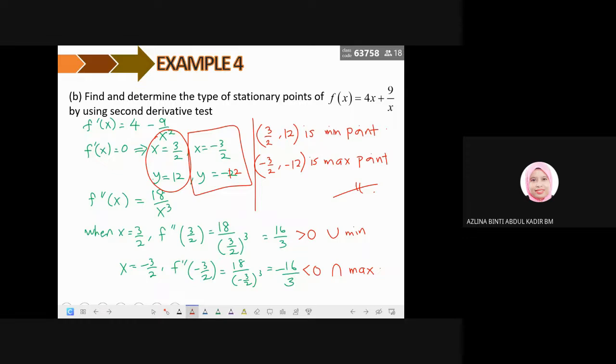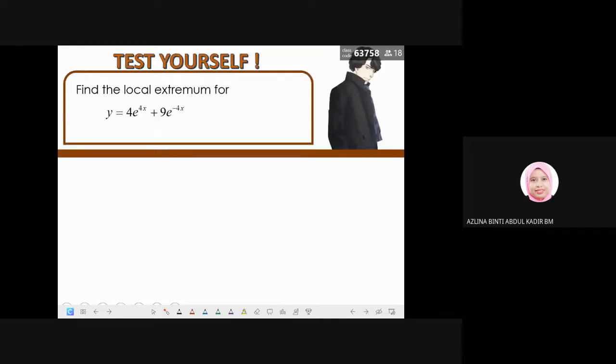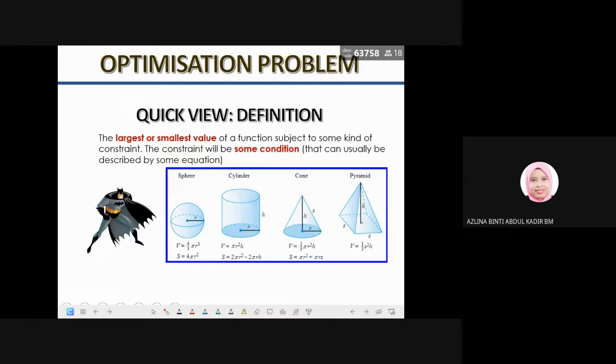Okay, dah siap ya? Okay, next. Now we have some exercises. Number 1, 2, 3. You can try on your own. Answer is provided. And test yourself. Okay, optimization problem.